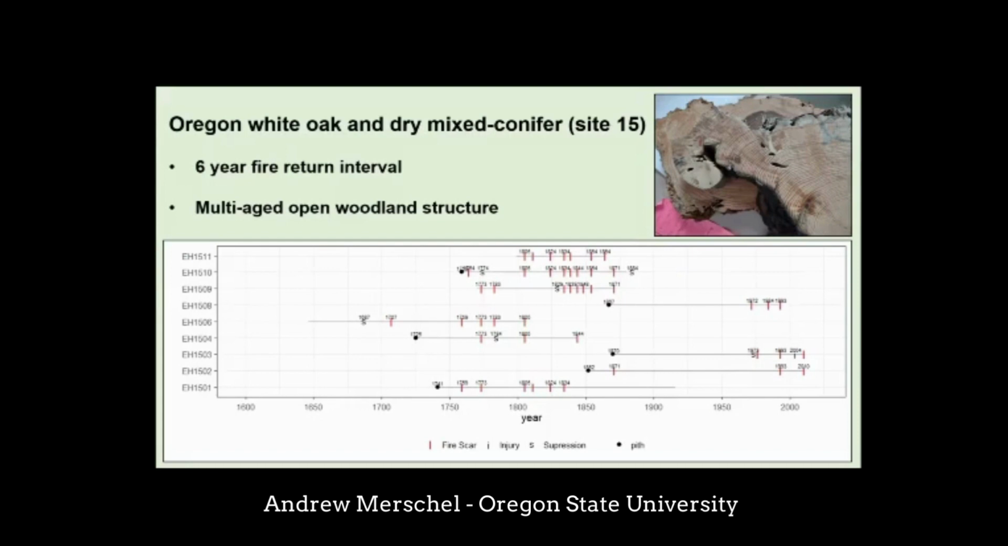Very similar sort of biophysical environment, a dry site, around 20 inches of annual precip. And historically, it had a 6-year fire return interval. So we didn't get as long a fire record at this site, but it's remarkably similar in the pace at which fire tended this site historically. So sites are really far apart, but really similar in frequency there.